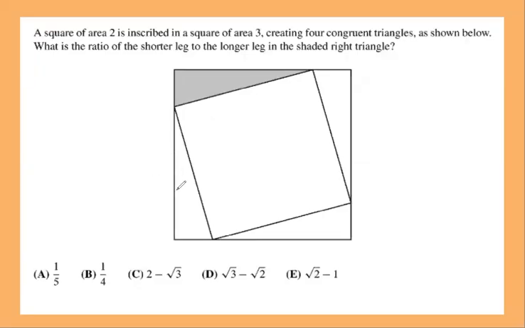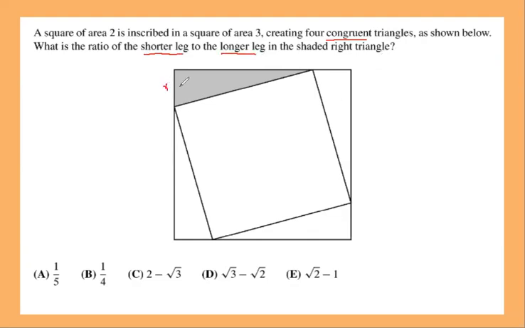Okay, so this is number 11 on the 2023 AMC 10A. We have a square of area 2, which is the middle one, and another square of area 3, which is the larger one. We are creating four congruent triangles. This is important: as given, the ratio of the shorter leg to the longer leg of the shaded triangle.